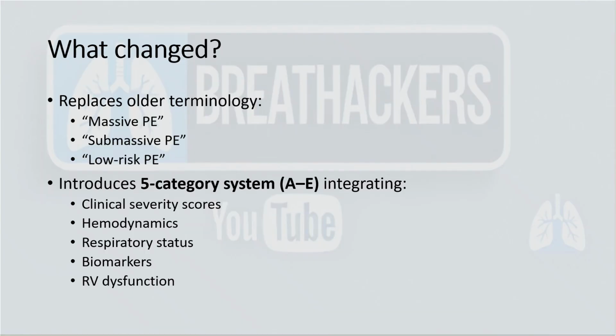So what is the major change that has happened, and that everyone must know, is the replacement of the older terminology. Earlier you had massive PE, submassive PE, and low-risk PE, but now it has been categorized into A, B, C, D, and E, and this integrates all the data including clinical severity scoring, hemodynamics, respiratory status, biomarkers, and RV dysfunction. This is important because now they move from a binary hemodynamic classification to a granular approach, and this will of course help in telling the prognosis, treatment selection, as well as escalation timing.